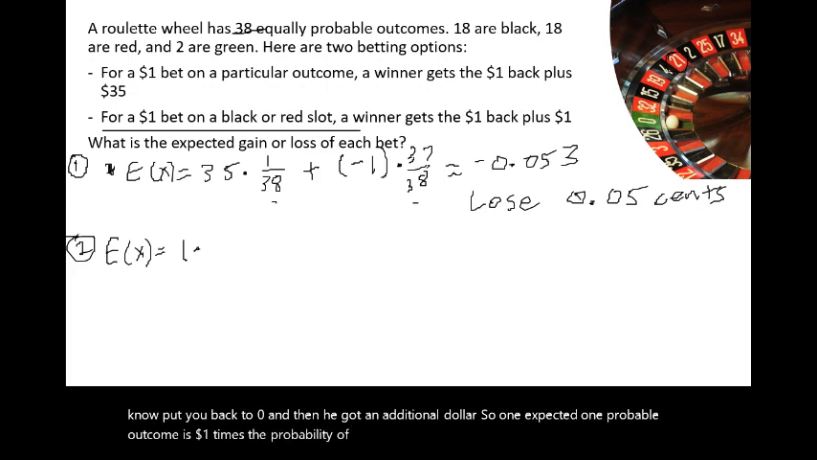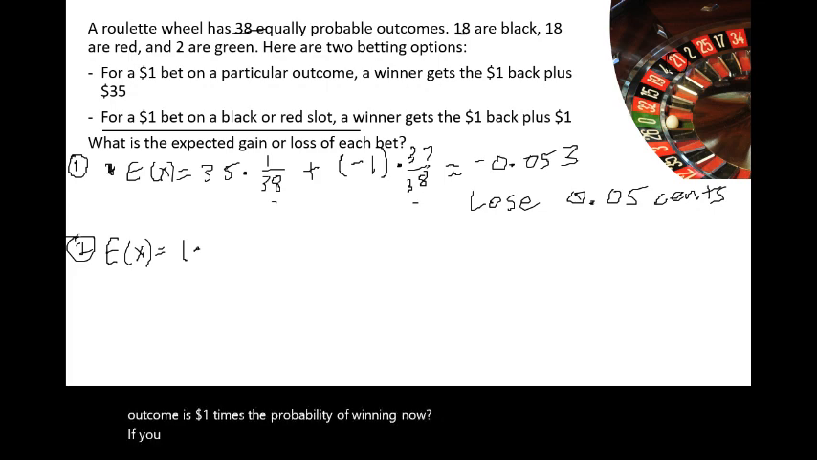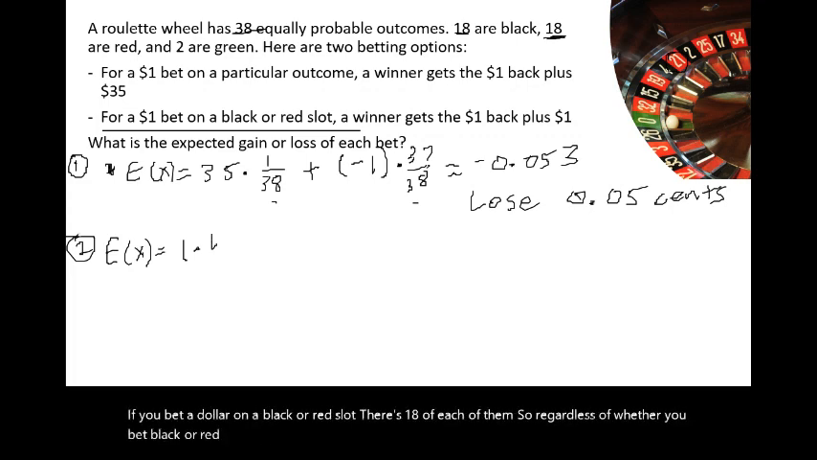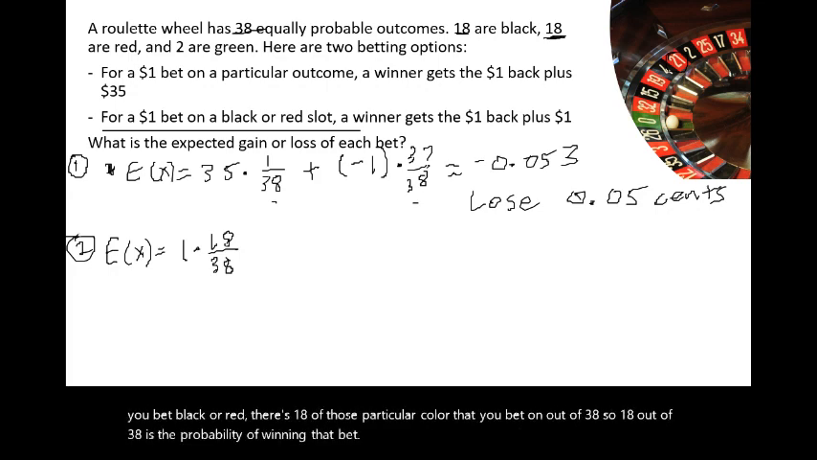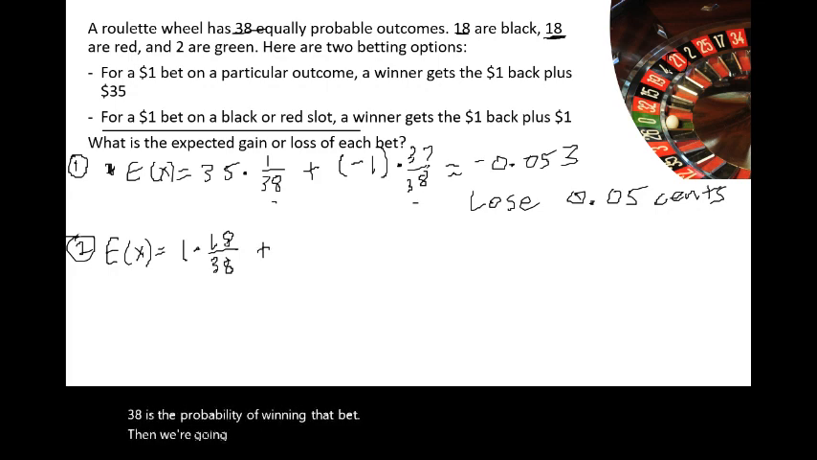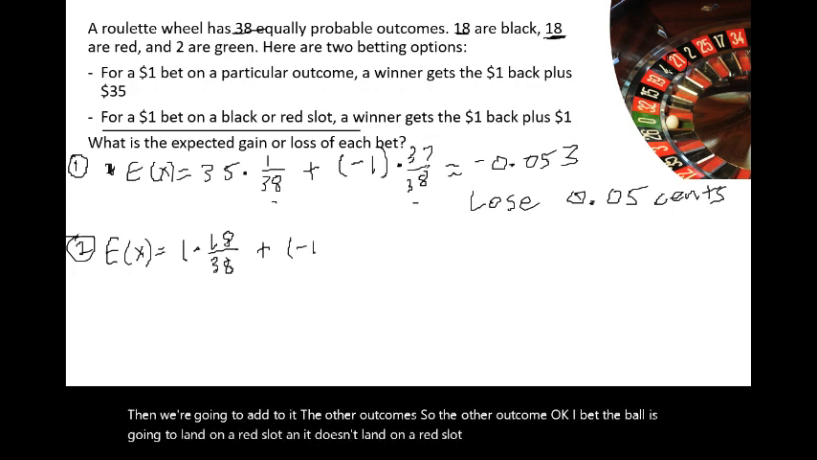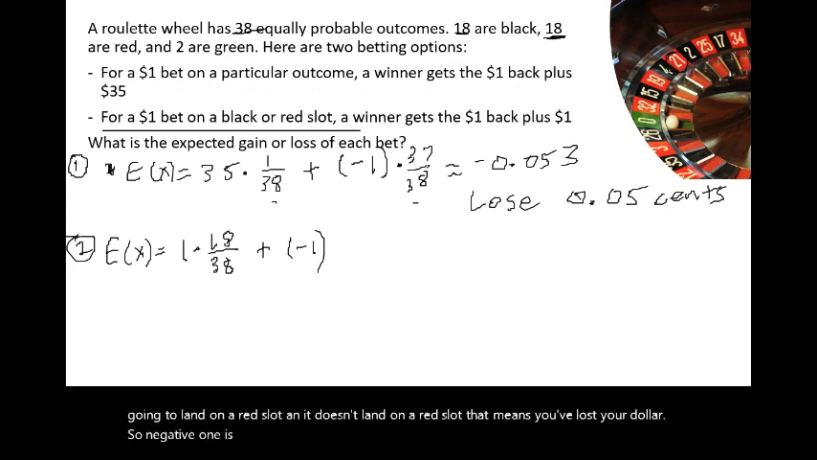Now, if you bet $1 on a black or red slot, there's 18 of each of them. So regardless of whether you bet black or red, there's 18 of those particular color that you bet on out of 38. So 18 out of 38 is the probability of winning that bet. Then we're going to add to it the other outcome. So the other outcome, okay, I bet the ball's going to land on a red slot and it doesn't land on a red slot. That means you've lost your $1. So -1 is the other possible outcome.